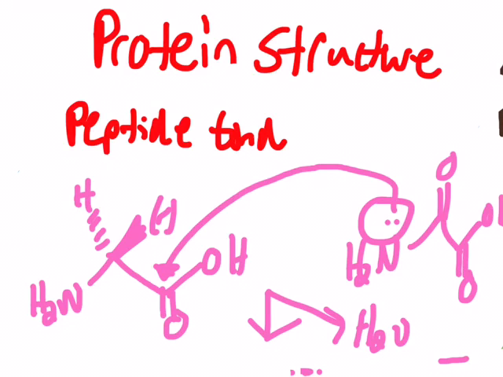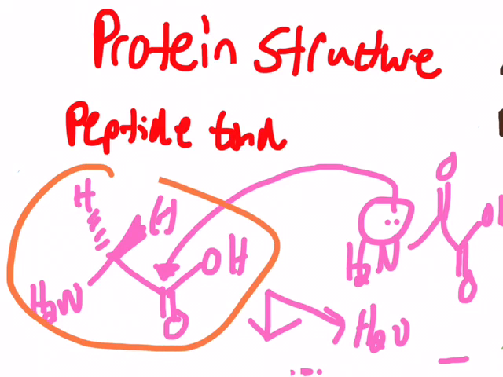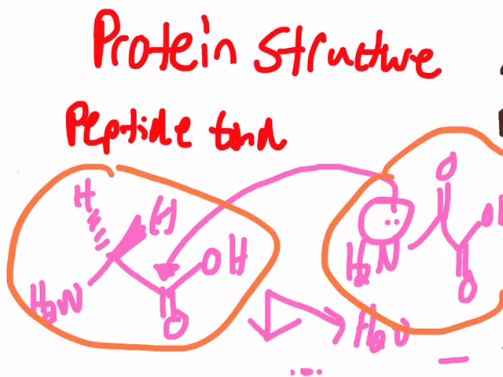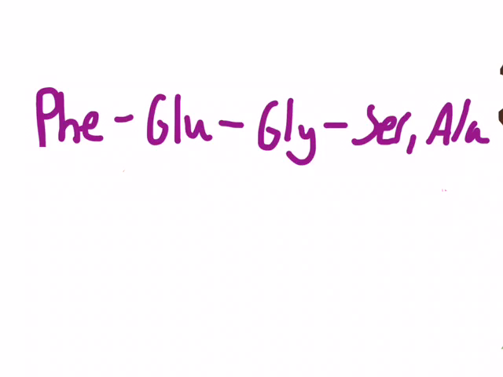And then if we look here, each of these amino acids, when they connect, they're going to be known as a residue. So as this connects to the other amino acid, each of these are known as residue. And if we have an oligopeptide, something that looks like this, so we have phenylalanine attached to glutamine, attached to glycine, attached to serine, and it's attached to alanine.